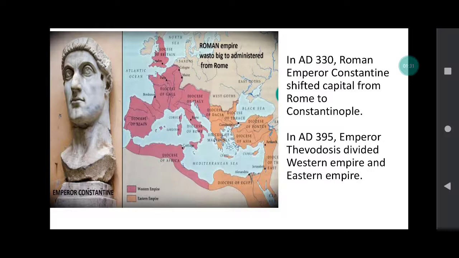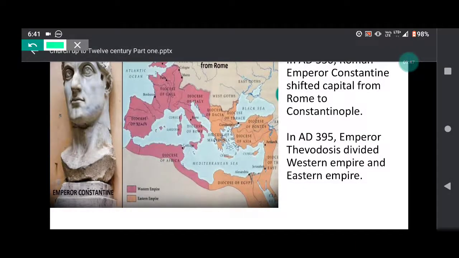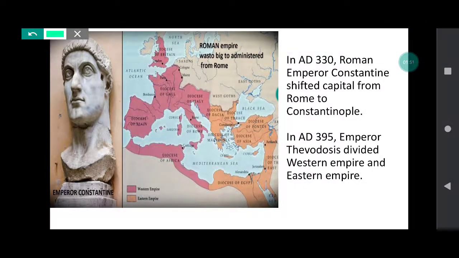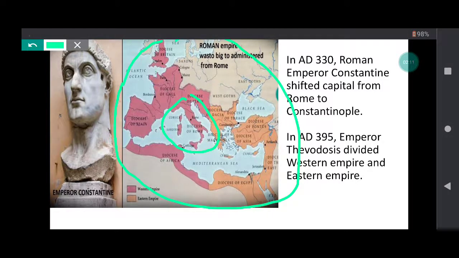We need to understand this, that at Emperor Constantine's point of time, the Roman Empire had expanded so much, as you can see in the map itself, and you can see Emperor Constantine's picture out here. In his time the Roman Empire was so big that it was very difficult to manage from Rome, this small town or city.